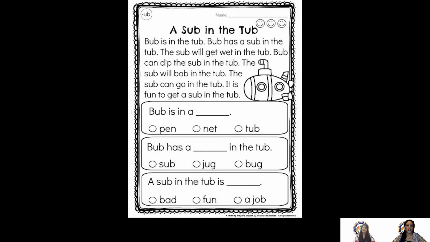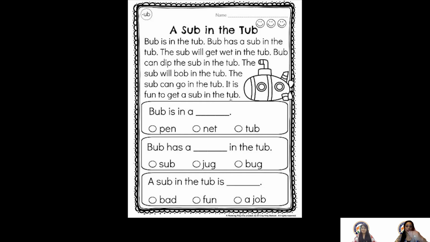The title of this short story is A Sub in the Tub. Bub is in the tub. Bub has a sub in the tub. The sub will get wet in the tub. Bub can dip the sub in the tub. The sub will bob in the tub. The sub can go in the tub. It is fun to get a sub in the tub.